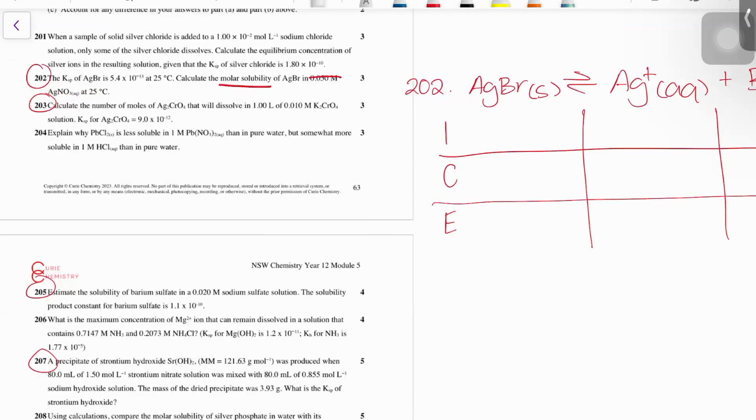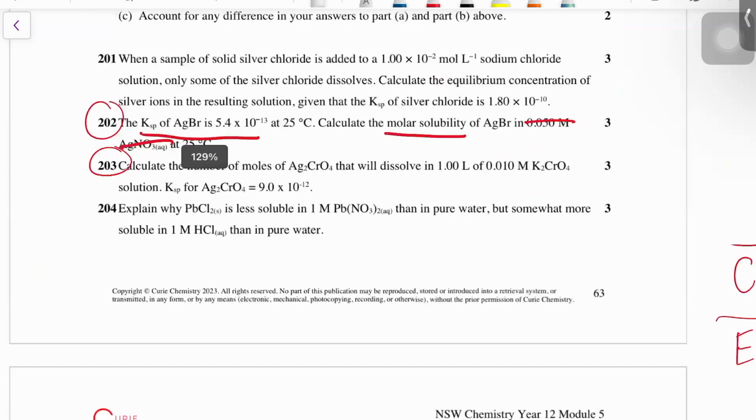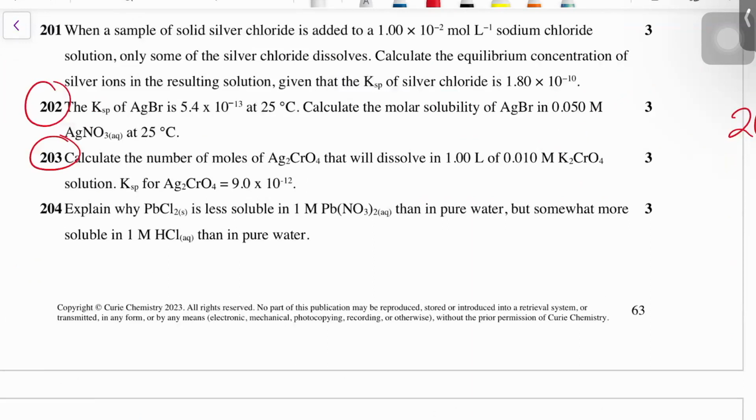And then let's go back to read the question. We'll see what we keep on doing from here, yeah? They're asking me to calculate molar solubility. I get given Ksp. So same as the last question, I'm solving for x.